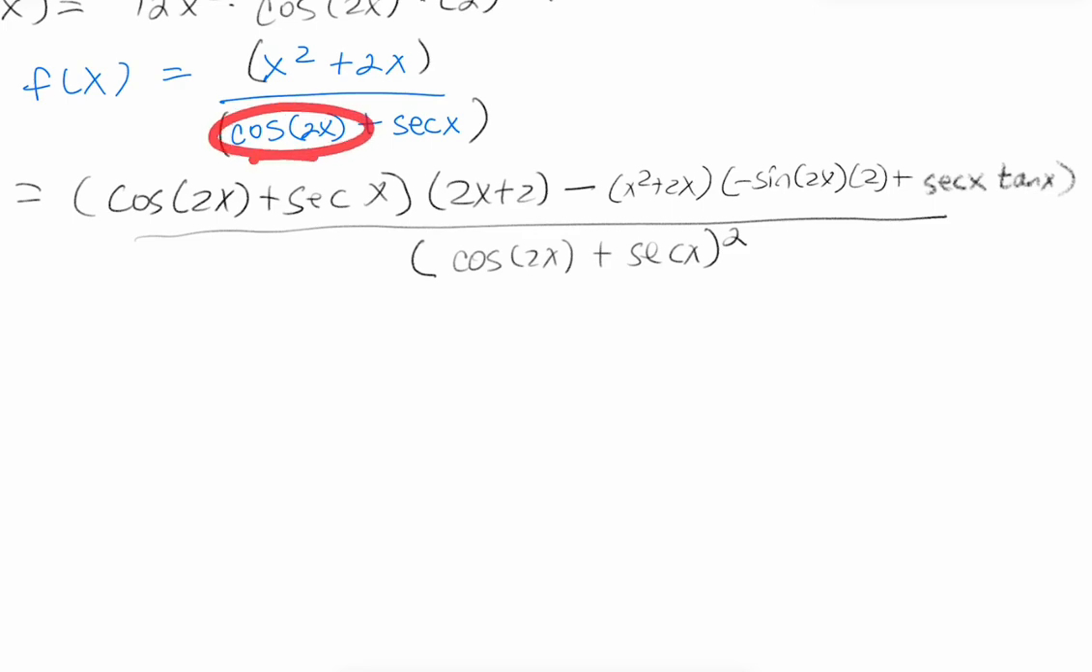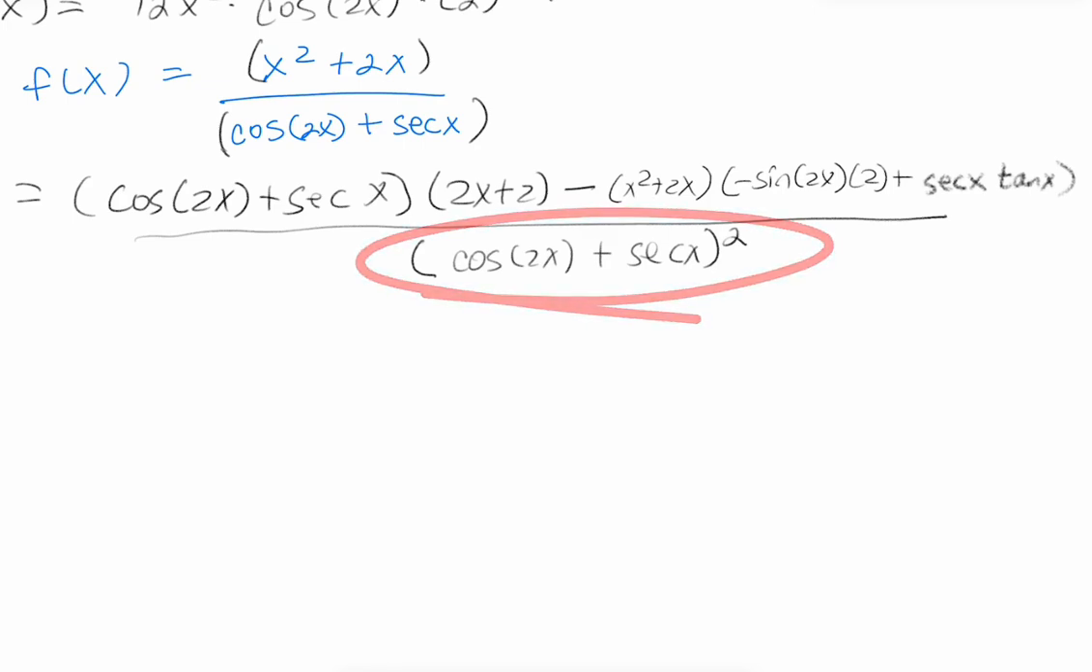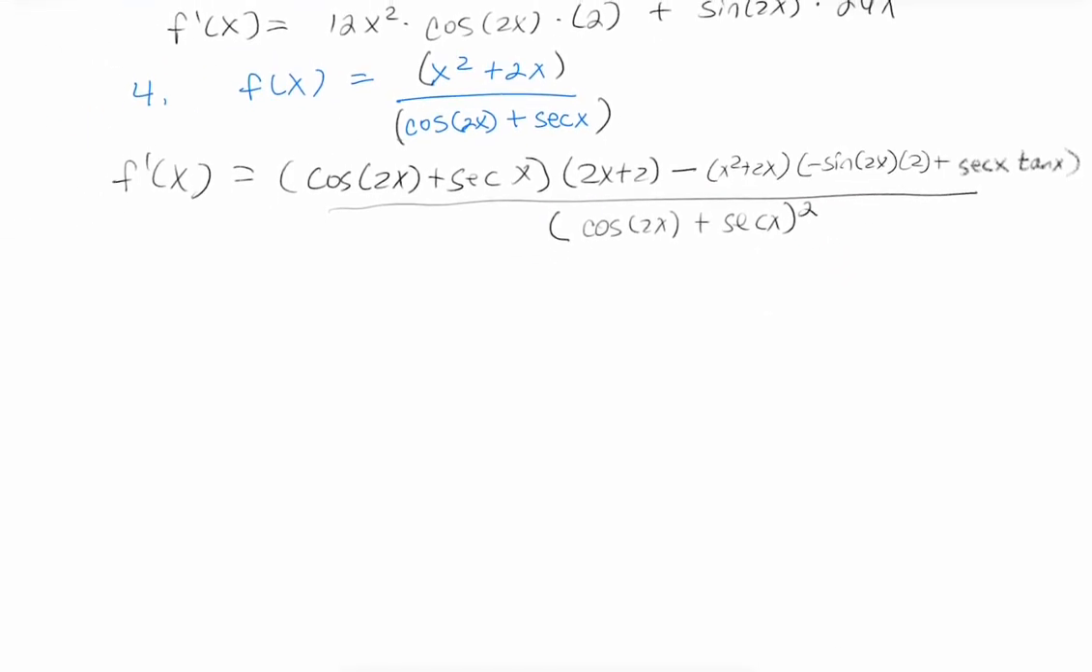The derivative of a cosine is a negative sine of the stuff. Leave the stuff as is times the derivative of the stuff. Plus the derivative of a secant is a secant tangent, all over the bottom squared. Now, I don't expect you to go any further. I don't expect anything more than that. That's what I need, okay? Hopefully I haven't forgotten anything. Okay.